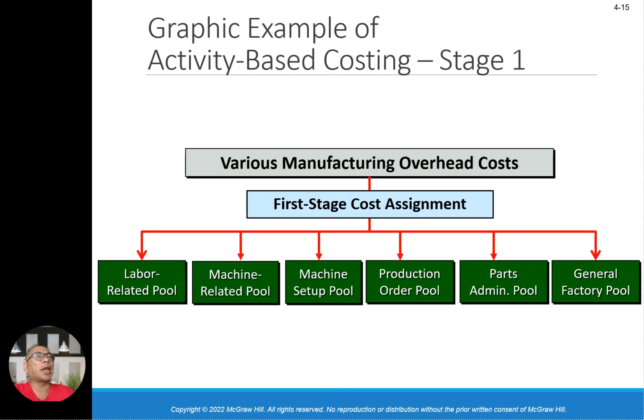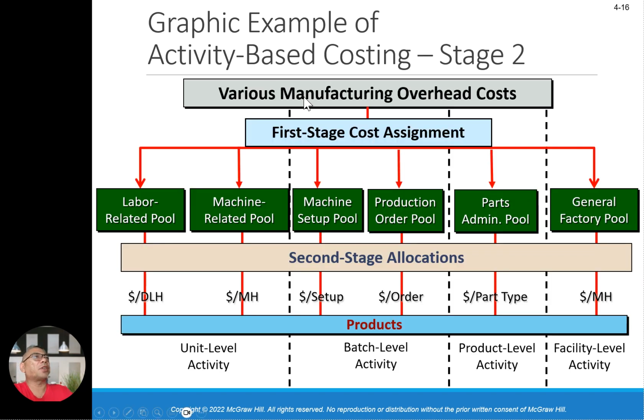Okay, look at the next one. Where is manufacturing overhead cost? First step cost assignment will be based on labor related pool, machine related pool, machine setup pool, production order pool, parts administration pool, and general factory pool. Okay, look at the second stage here. This is the first stage. Go to the second stage and the product level.